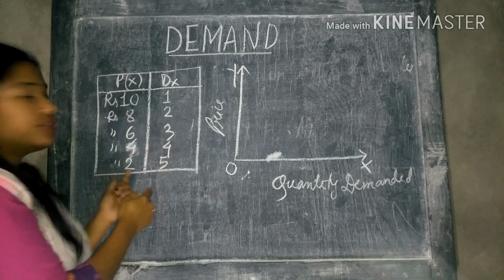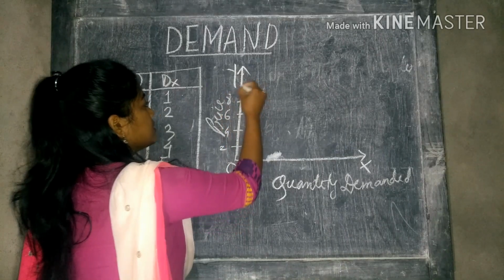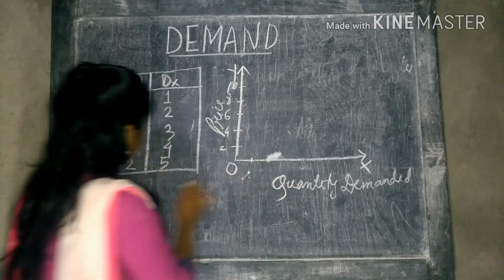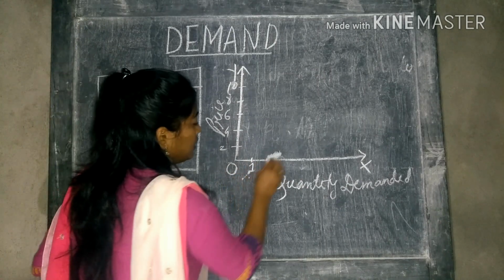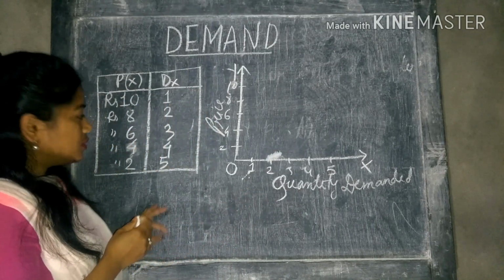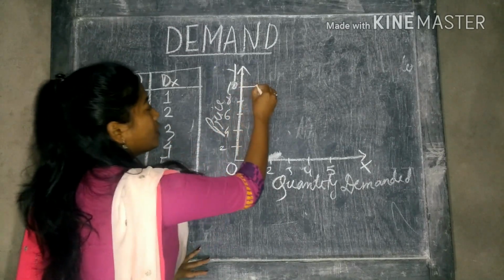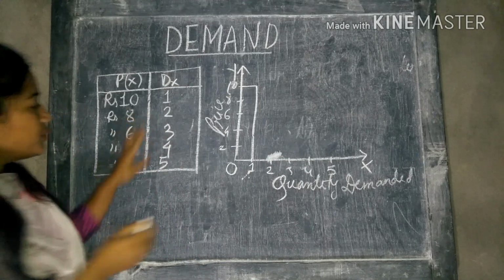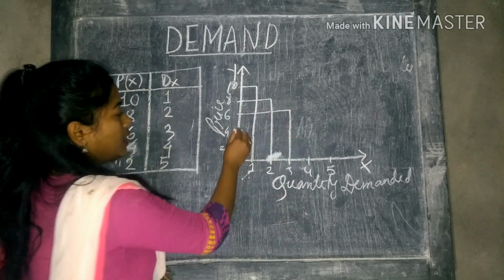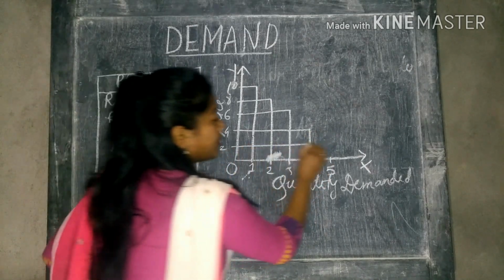Here we will measure the price 2, 4, 6, 8 and 10. And here we will measure the quantity demanded. So quantity demanded are what? 1 to 5: 1, 2, 3, 4 and 5. Okay. So when the price of a commodity is 10, the demand for that commodity is 1. Then when the price of commodity falls to 8, demand increases to 2. When it falls to 6, demand increases to 3. And when it becomes 4, demand becomes 4. And when the price falls to 2, the demand becomes 5.